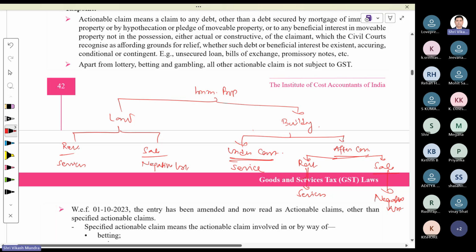Up to that date, we will consider that property under development, under construction, and beyond that, we will consider that property, construction is complete, we will consider that as an immovable property. If I'm selling an immovable property, I'm not supposed to pay any GST on it. That is covered under the negative list. Is it clear?